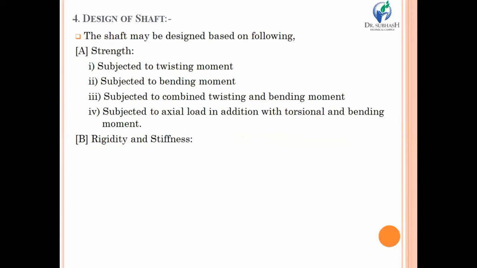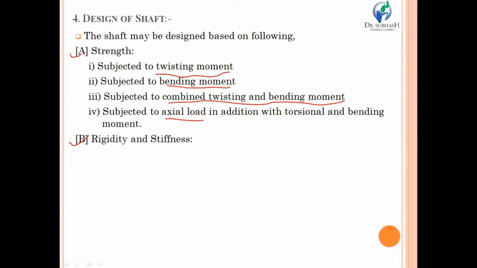Now, after the discussion of the permissible shear and compressive stress, let's look at the design of shaft. Basically, a shaft is designed based on two criteria. One is strength and the other is rigidity and stiffness. While you are designing a shaft based on strength, you have to take care of twisting moment, bending moment, the combined effect of twisting and bending moment, and you may also consider axial load in addition to the torsional and bending moment.